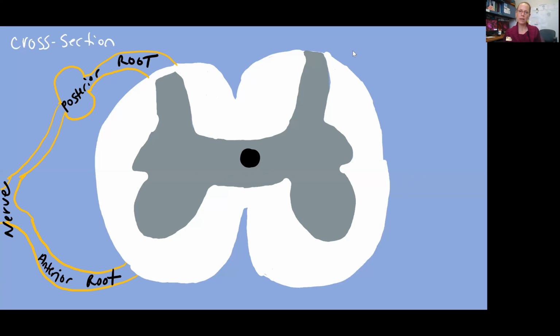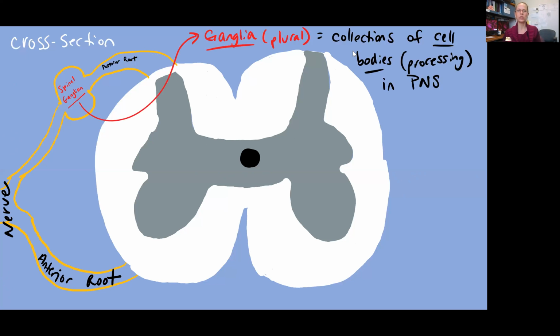Now we talked about that posterior root containing a bulge, and that bulge is called the spinal ganglion. That is the singular version of the word. Ganglia is plural. Ganglia are collections of cell bodies, so again, processing centers located in the PNS, which is standing for the peripheral nervous system. So we'll see this term used here this semester as well as next semester. So make sure you're dedicating that to memory.